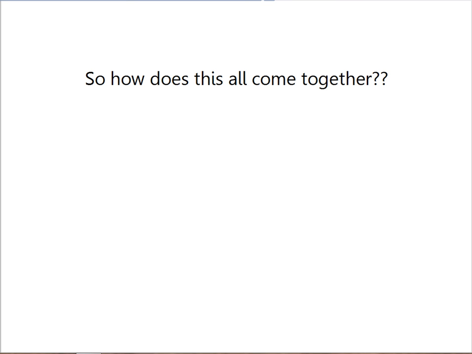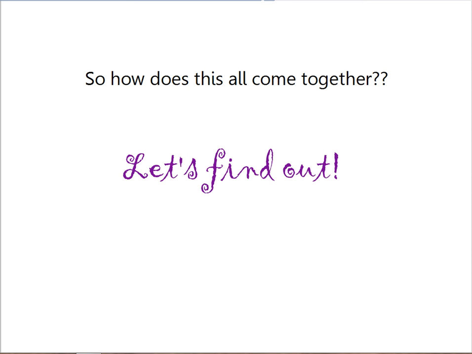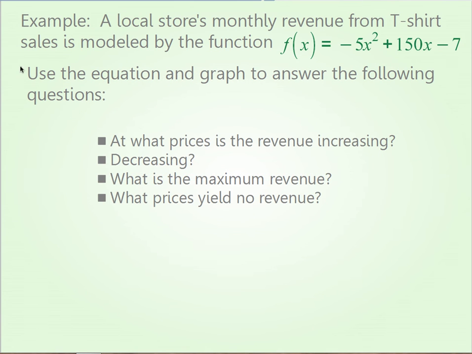So how does all of this come together? Let's take a look. So we have a local store that sells t-shirts, and their revenue model is shown by this function. We can use the graph of this equation to answer a whole slew of questions. We want to find at what prices they can sell the t-shirts to keep the revenue increasing.